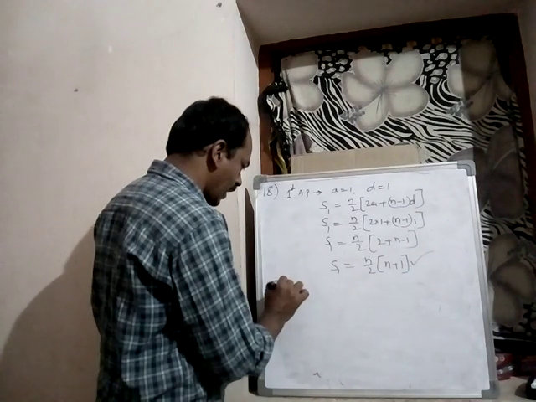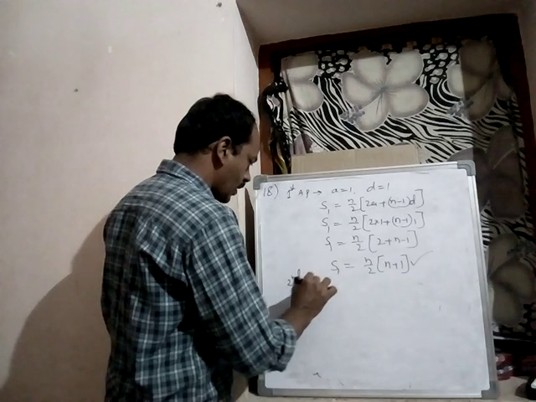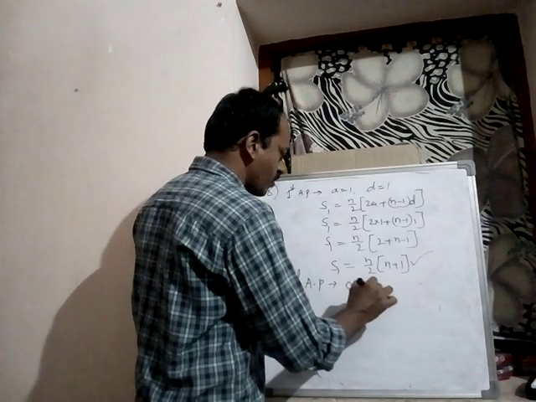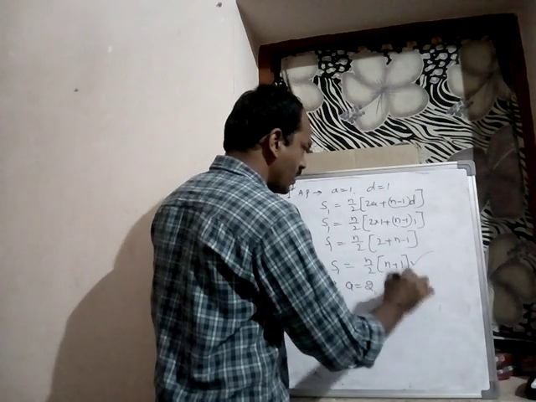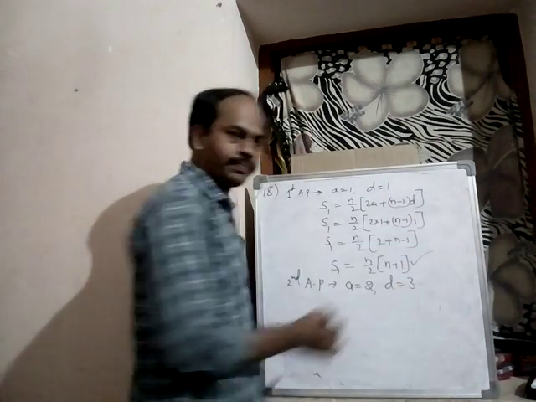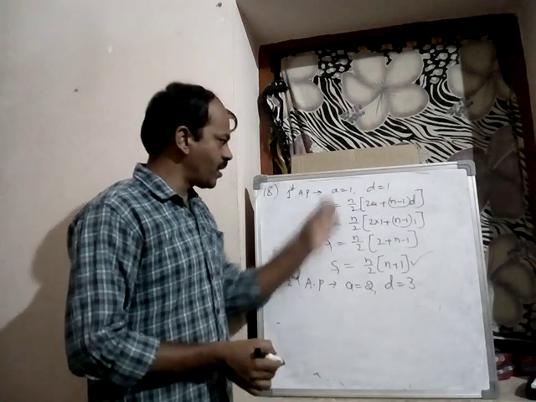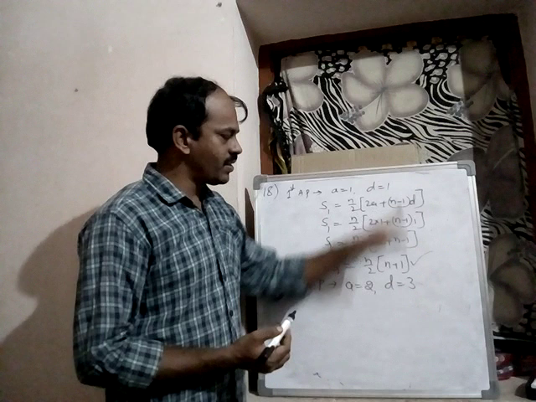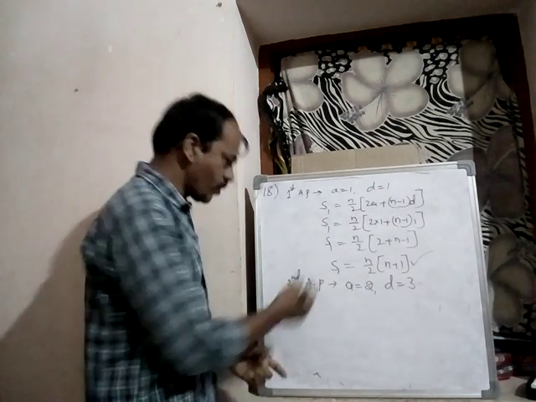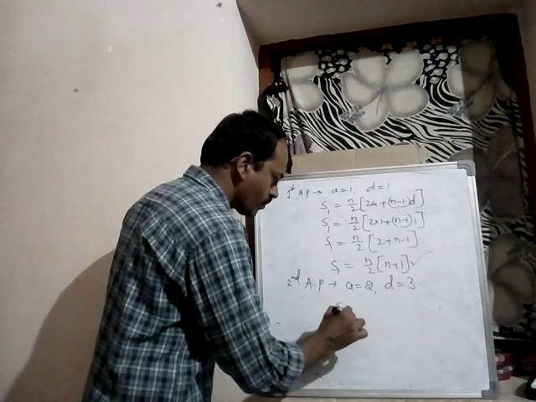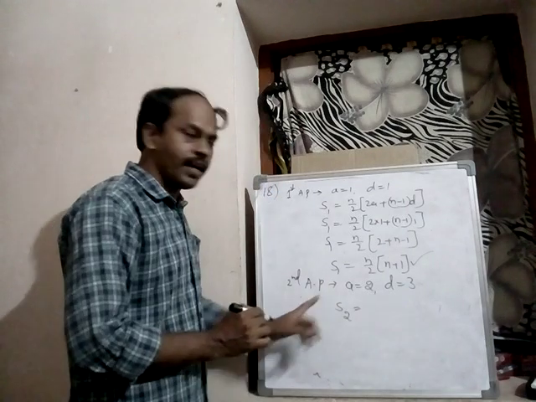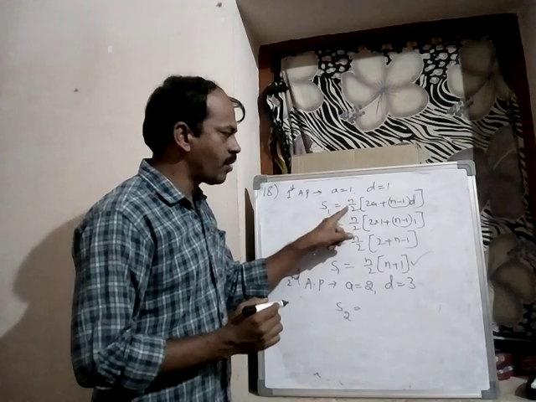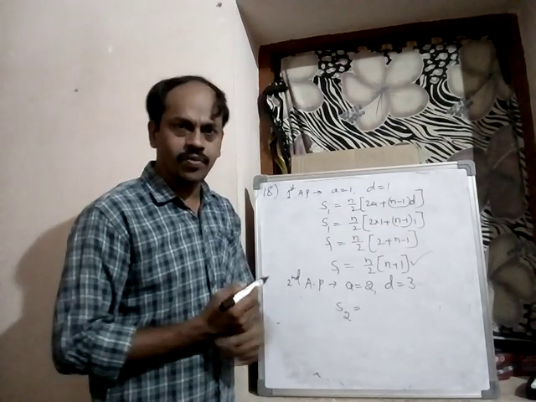If you take the second AP, the first term a is equal to 2 and the common difference d is equal to 3. The common differences given are odd numbers, while the first terms continue as 1, 2, 3, 4 like that. Here also we find the sum of n terms. S2, since this is the second AP, is given by the same formula, n by 2 of (2a plus (n minus 1) into d).